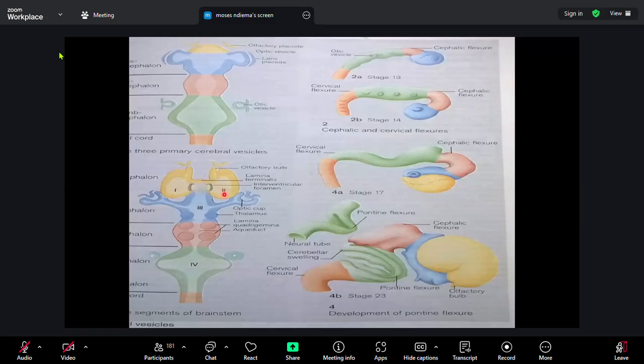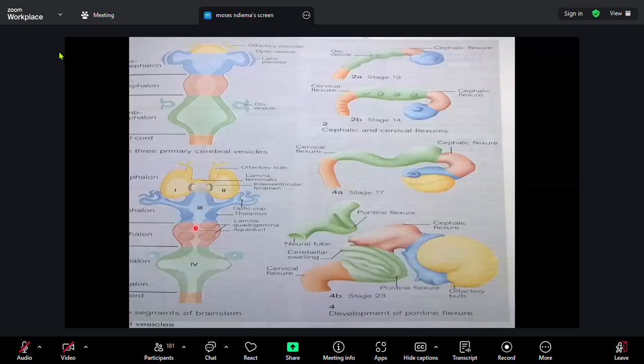Then we have the diencephalon, and the lumen of the diencephalon becomes the third ventricle. We talked about the third ventricle when we were looking at the hypothalamus. Remember where we have paraventricular nuclei. And we said that the pineal gland developed at the roof of the third ventricle.